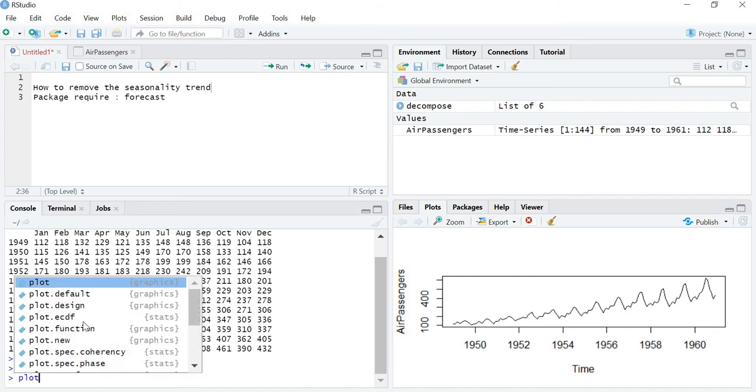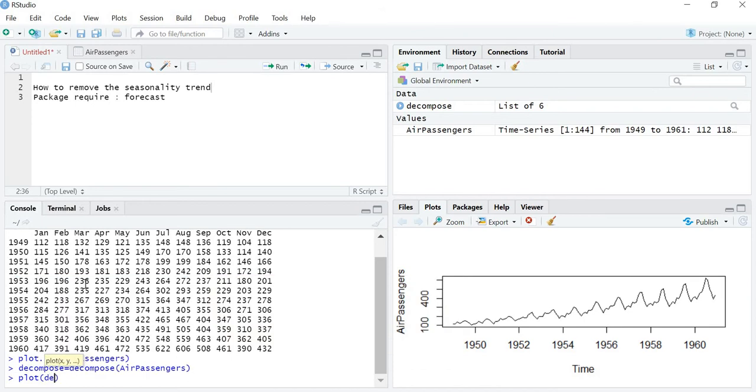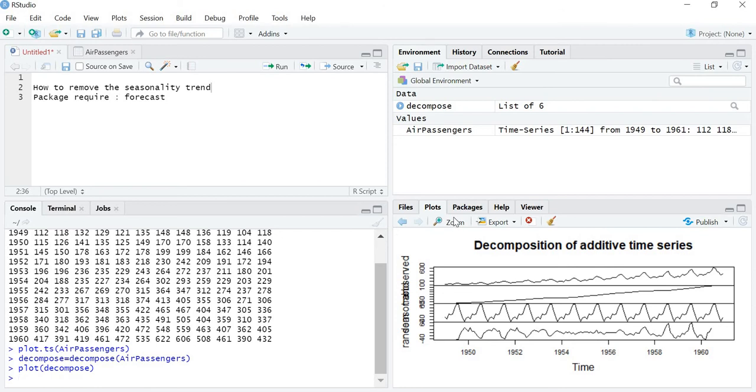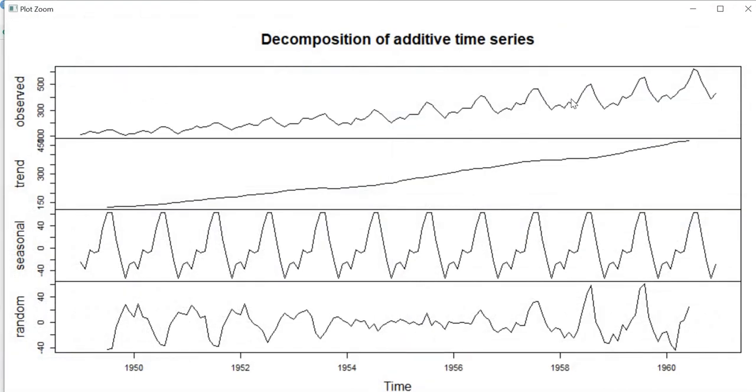So plot(decompose). Now you can see over here the first graph is for the original series. The second is for trend. So this is the trend. The graph is moving upward. The trend is there. This is the seasonal effect. You can see the similar patterns are there. So this is your seasonal effect, that as we have already learned, seasonality means each and every year you will get a similar pattern. And this is your random. So we have to remove the seasonal and also your trend.